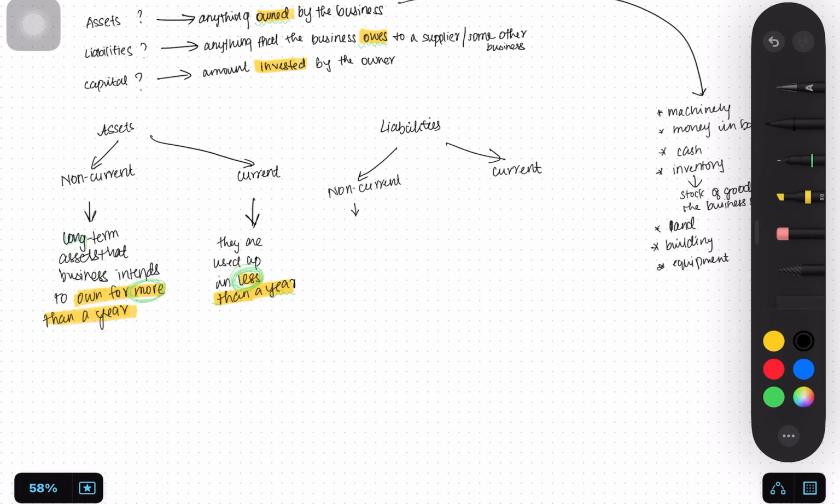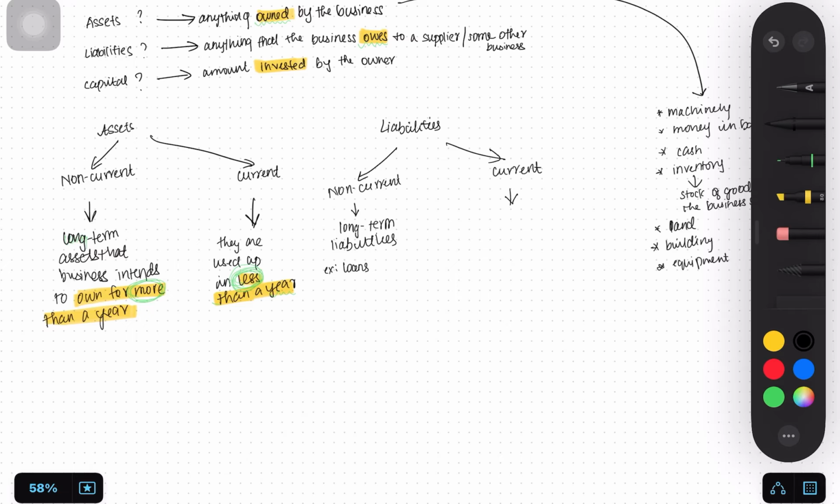So these non-current liabilities are also long-term liabilities. So for example, you may have heard your parents talking about having to pay interest on loans. So in most cases people do take non-current liabilities, because these can include loans that are paid back for more than a year.